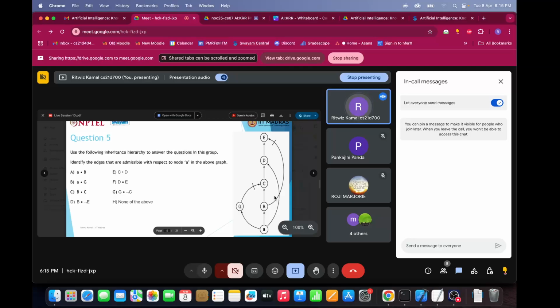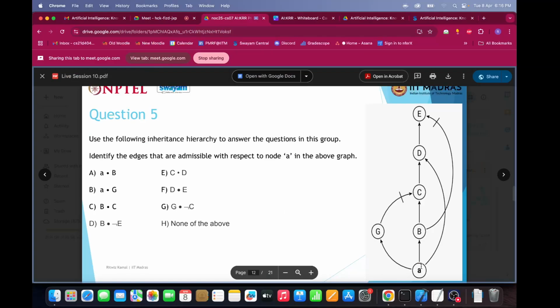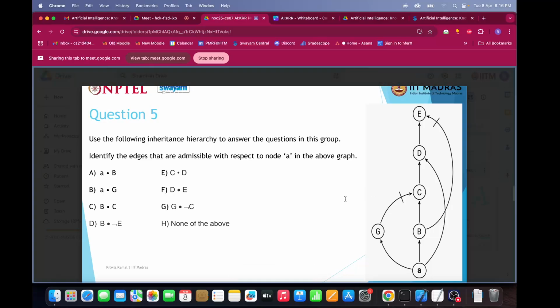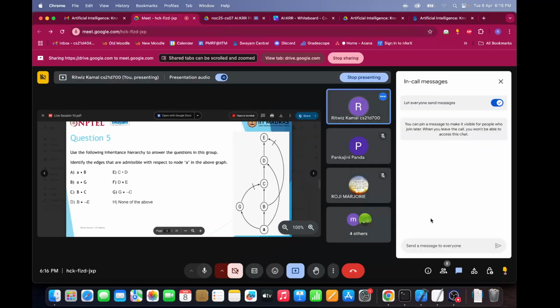So we have to identify the edges that are admissible with respect to the node A in the above graph. Okay, A is the node at the bottom. This particular node over here. This is going to be our point of view, and we have to select the edges that are admissible with respect to this node A in the above graph. Now, does anyone remember what exactly is the definition of an admissible edge in this inheritance hierarchy from the lecture slides? Anyone?